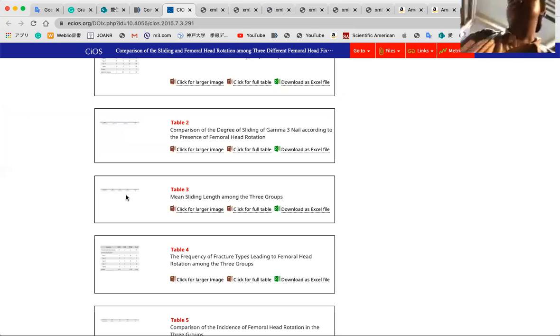Okay, and this is the mean sliding length of the three devices. Interestingly, there is no difference among the groups, because all devices can act with the sliding mechanism properly.